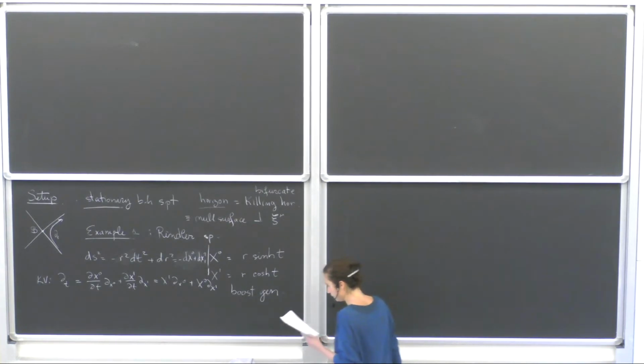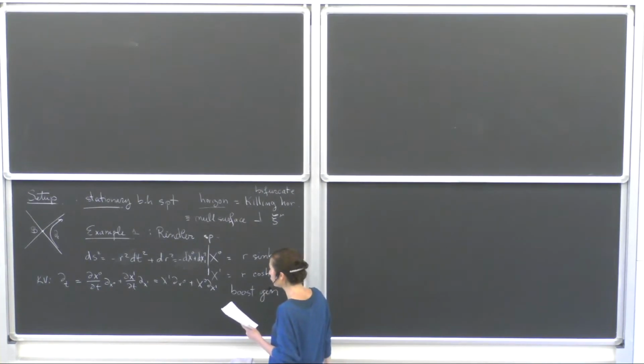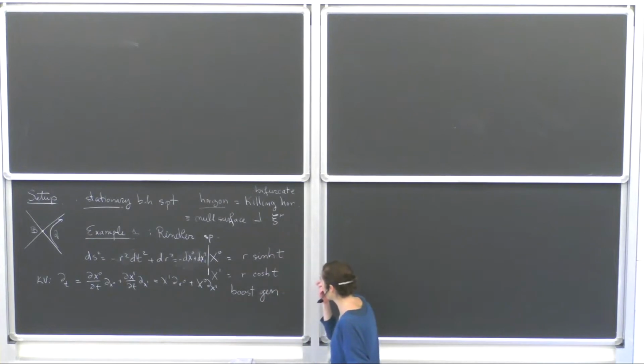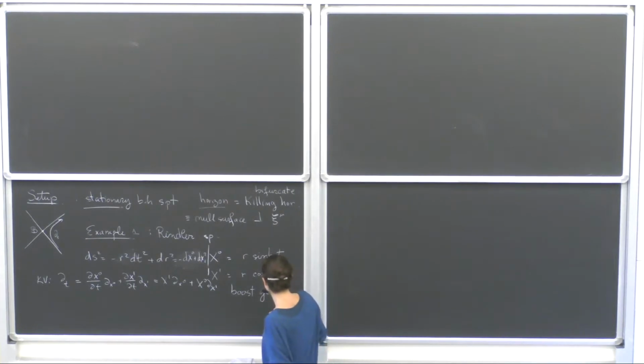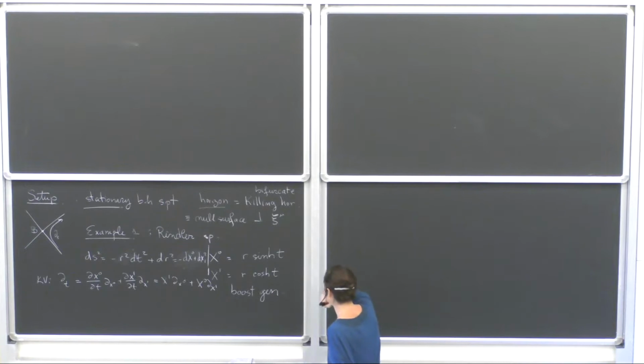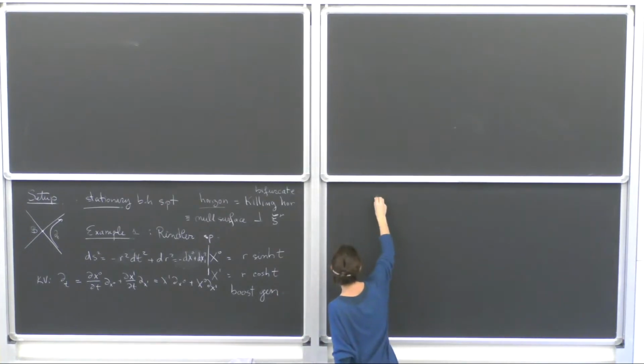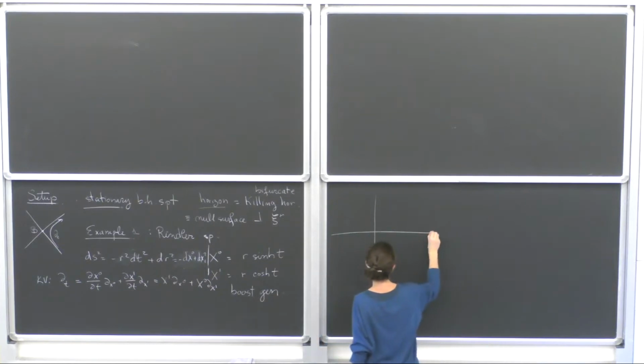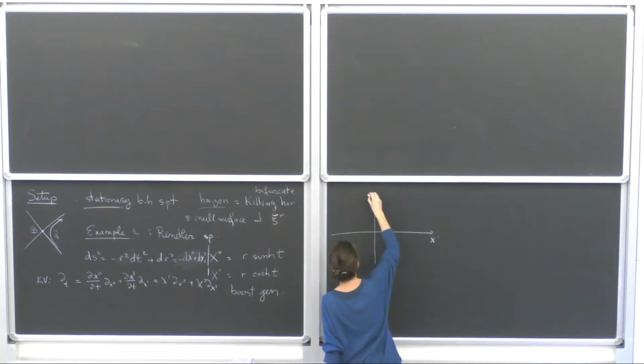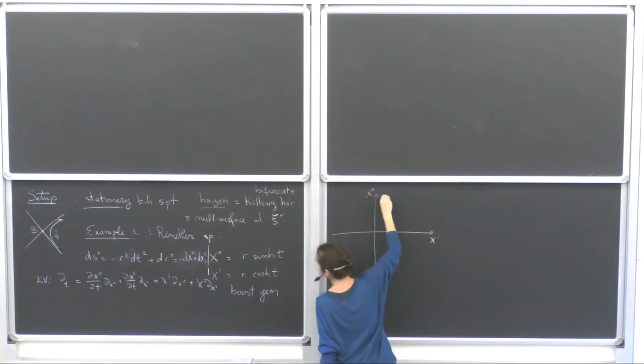So now we want to look. Okay. So now what do we want to do? You see from this definition that, okay, let me just draw this Minkowski spacetime like this. So I have x1 and x0 like this.